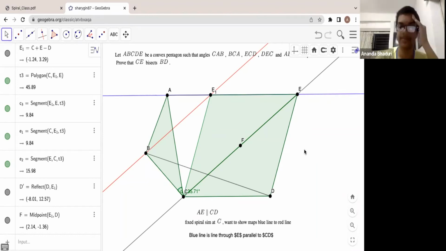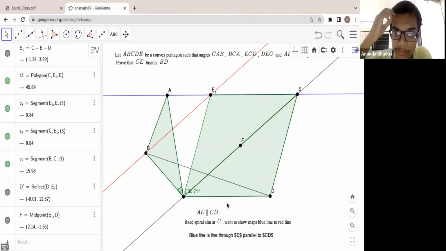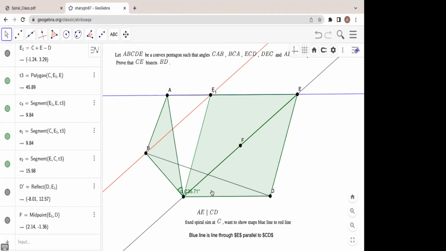I'll give you a few moments to digest the solution. Does anyone have any questions or comments on alternative solutions? Okay, someone is suggesting bash. How do you bash this?